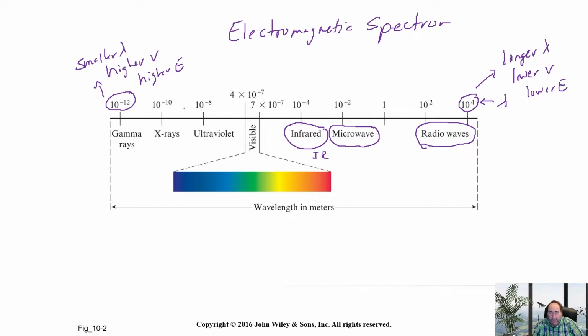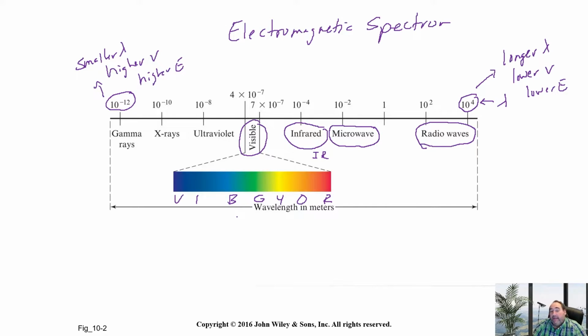And as we go next door, we hit the visible part of the spectrum. The visible part of the spectrum is the part of the spectrum where we see colors. That's what I said earlier. That's our ROY G BIV, right? Red, orange, yellow, green, blue, indigo, violet. Those are where we see color come off.